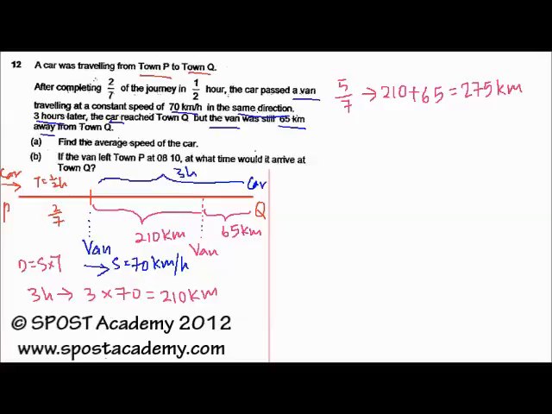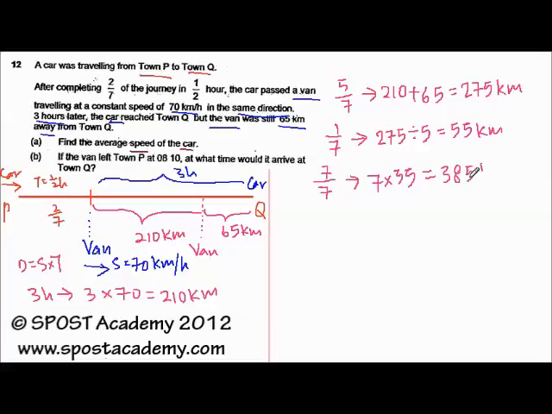The question is asking us to find the average speed of the car. Now average speed is total distance divided by total time. So we still need to find the total distance between town P and Q. So we need to find 1/7, which is 275 divided by 5, and we'll get 55 kilometers. The whole distance is 7/7, so we use 7 times 55, and we will get 385 kilometers.